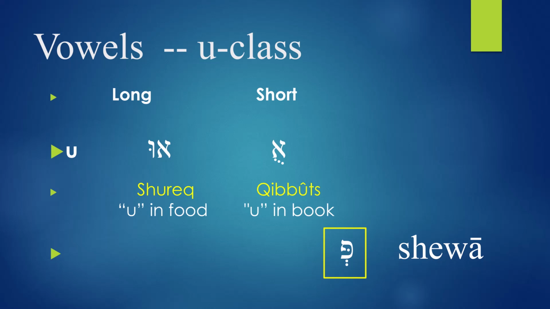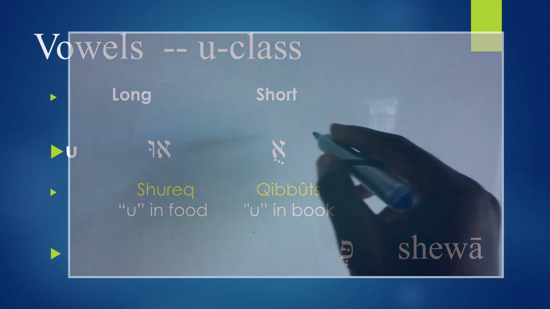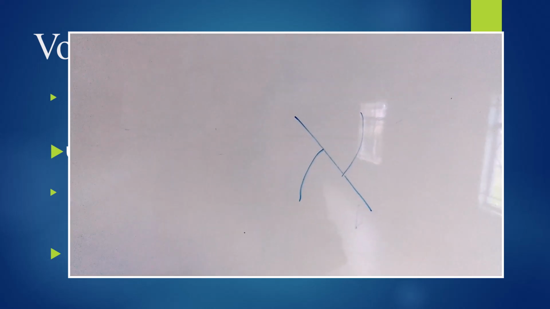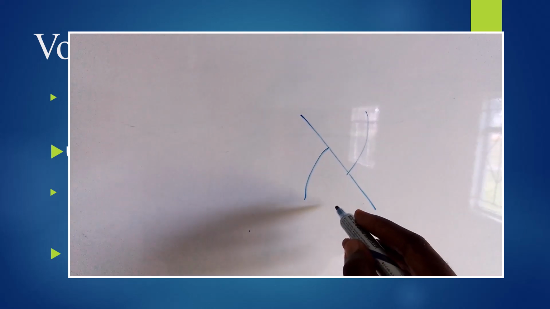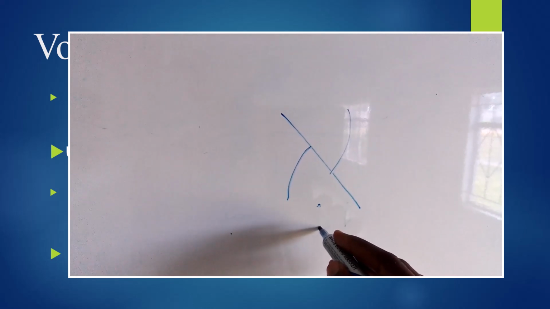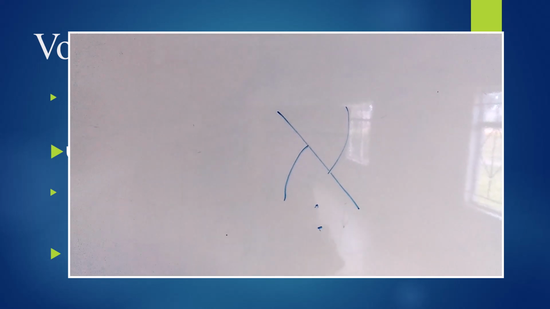Now just a note here, sometimes it's pronounced and sometimes it's not pronounced. But later on we're going to see how this applies. But for now, know that this vowel here is a special one. It's called shua. And when you see it, it makes a short A sound. And this is how it's written. It's written as two dots under a letter. And that is called shua.